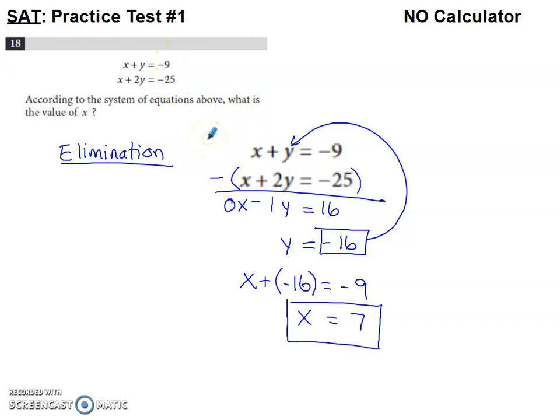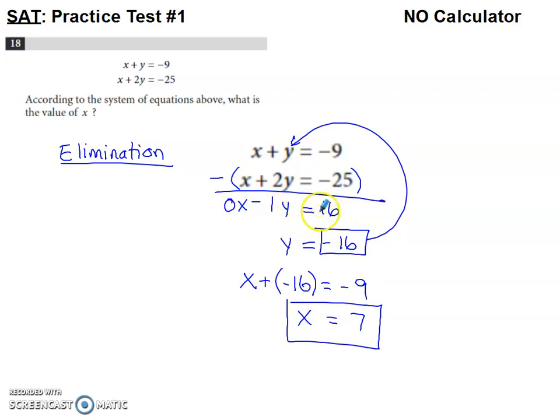So usually when the system is presented where both equations are in standard form, I go with elimination to solve the system. And in this case, that's especially easy because we already have the coefficients of the x's both being positive 1. So I realized if I do 1x minus 1x, I get 0x. So I'm subtracting the bottom equation from the top one. Y minus 2y gives me negative 1y, and then negative 9 minus negative 25 gives me positive 16.